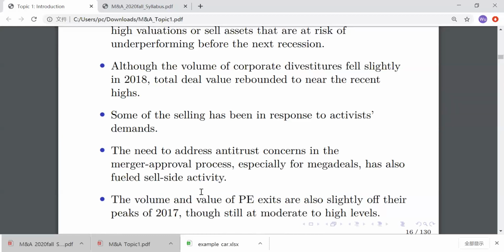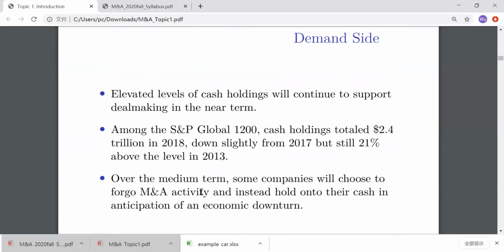And also the volume and the value of the PE exits, private equity exits, are slightly off their peaks of 2017, right? But they are still at moderate to high levels. Meaning that private equity firms are still selling off their stakes in companies, right? They are still selling companies, right? So this becomes a catalyst for the increasing level of supply in these years. On the demand side, we already talked about, right? That's because in recent years, companies have high levels of cash holdings.